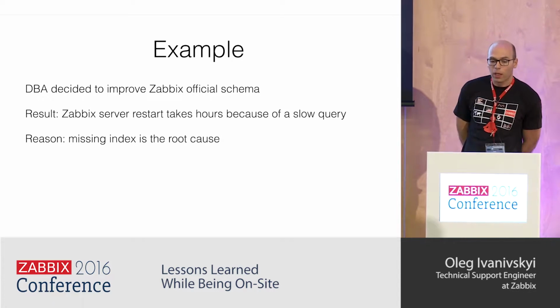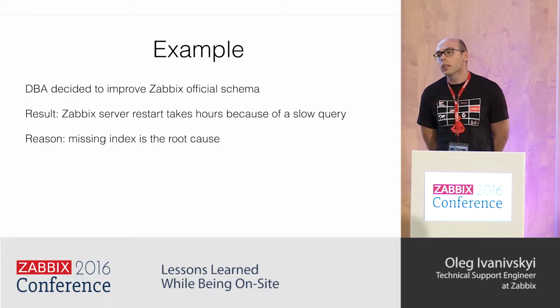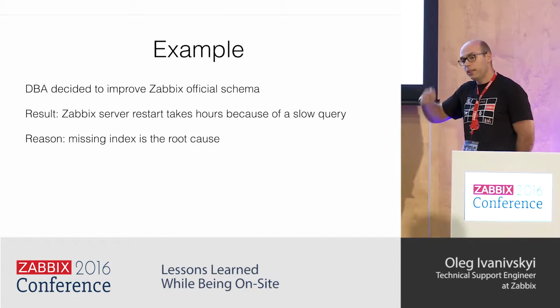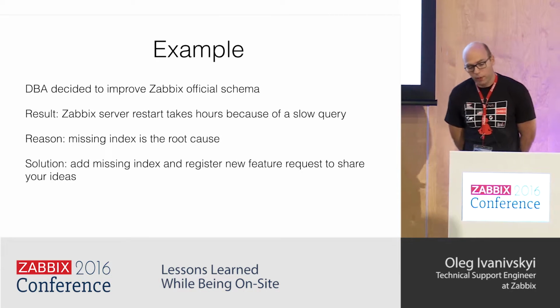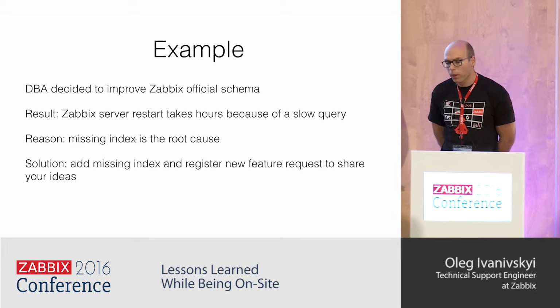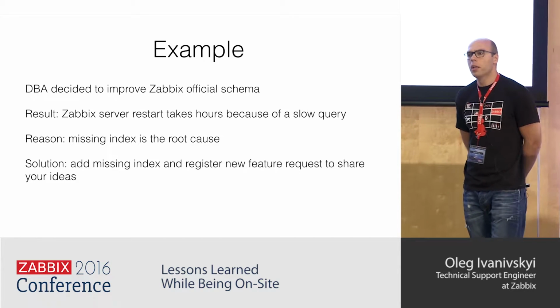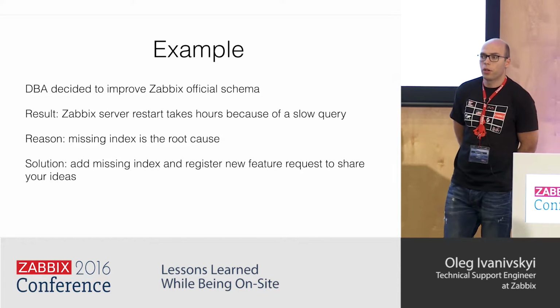So the DBA decided to delete some index for the history table, and the history table is huge, so it takes some time to start. And of course, we have fixed such an issue. But the point is, if you have some ideas, maybe you're a DBA or maybe you are an experienced Zabbix user, just share your ideas with us.